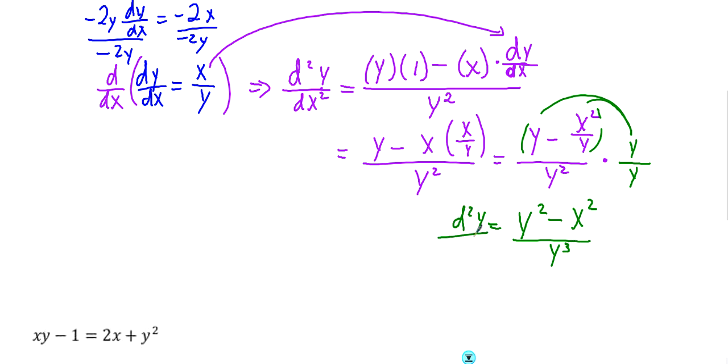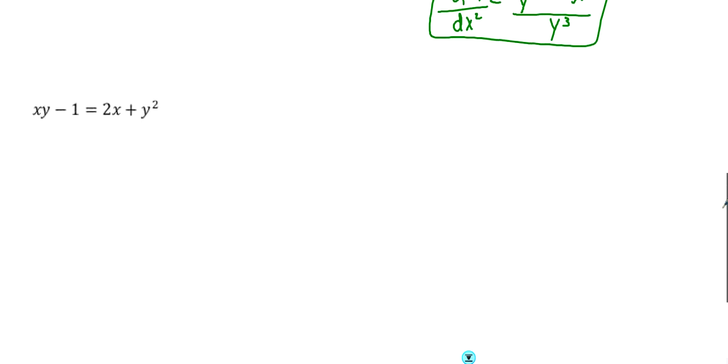And this is your second derivative. And this strategy, we're going to use it for the second one as well. Basically what I did is instead of getting common denominators here and then dividing by a fraction, multiplying by the reciprocal, I just multiplied the top and the bottom by y to get rid of my denominator in the numerator. All right, the second one.